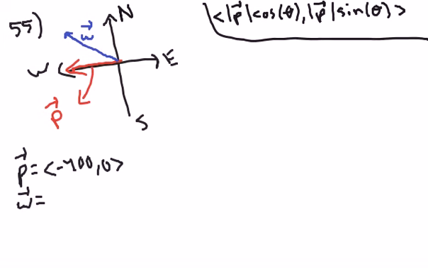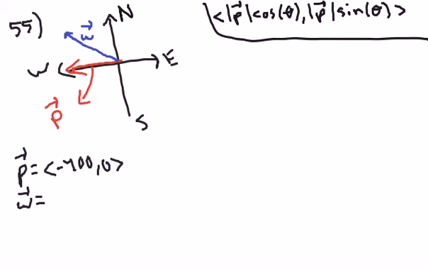So here it turns out that the magnitude of P is 400, and then cosine of 180 will make it negative 400, okay? And then sine of 180, this will turn out to be 0, so you don't actually need to use this for this one, but you will get the same thing if you do.